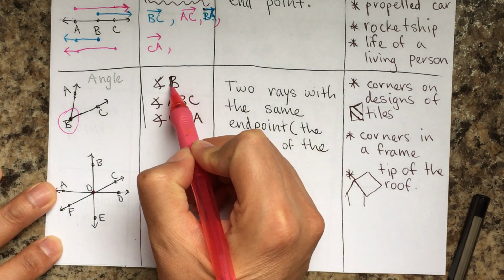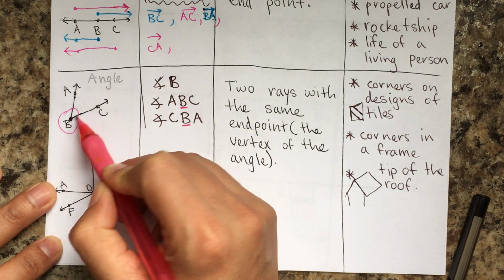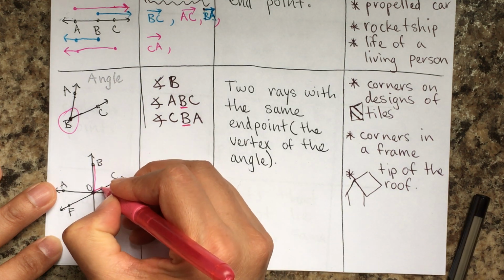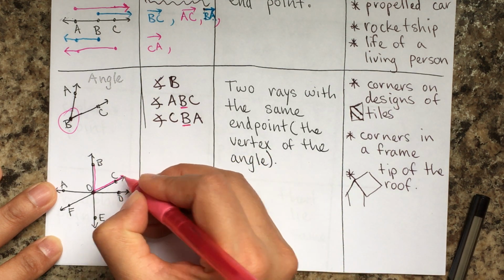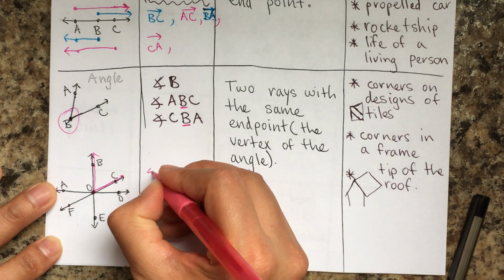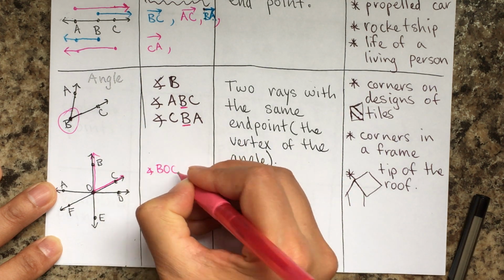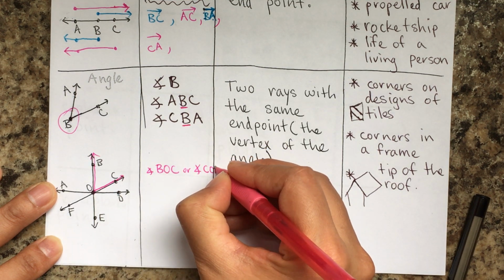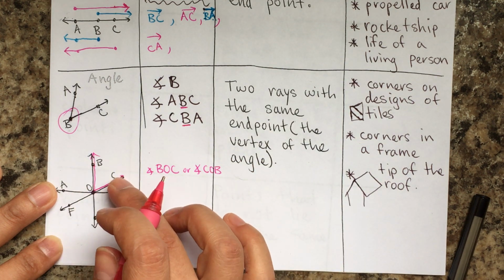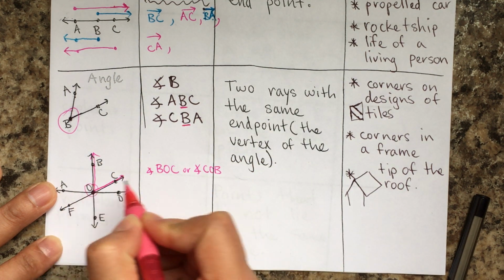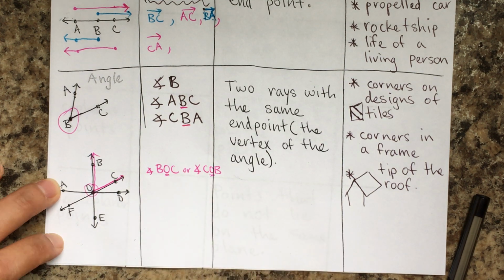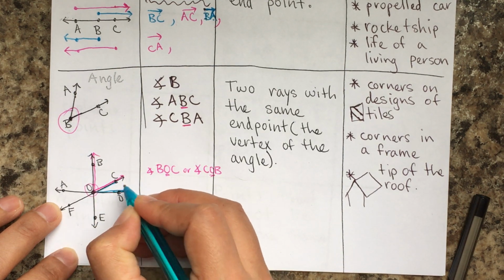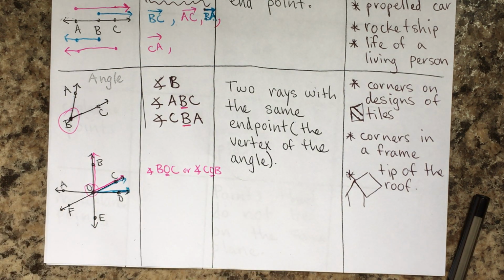So basically we cannot use only one letter like we did in here. We have to use 3 letters to name each angle. For example, if we want to label this angle, then we would say angle BOC or angle COB. BOC, COB. Remember that the vertex is always in the middle. Okay, what about this angle right here? Can you name it before I give you the answer?